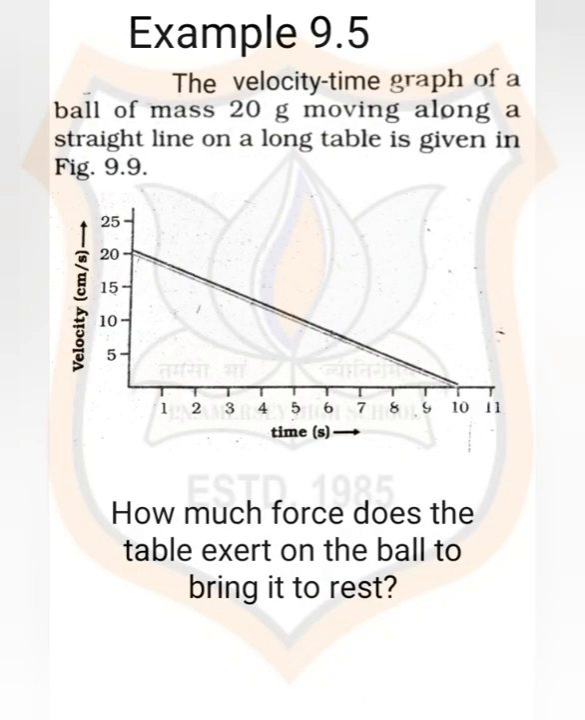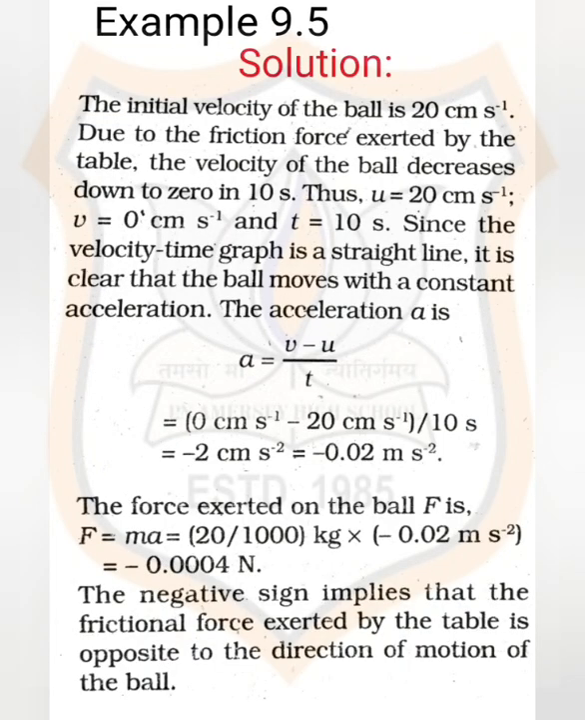Now the last example, example 9.5. The velocity time graph of a ball of mass 20 grams moving along a straight line on a long table is given. Here the velocity time graph is shown in the figure, where time is on the x-axis and velocity in centimeter per second is on the y-axis. Then how much force does the table exert on the ball to bring it to rest? Let us find out. Now let us start the solution.